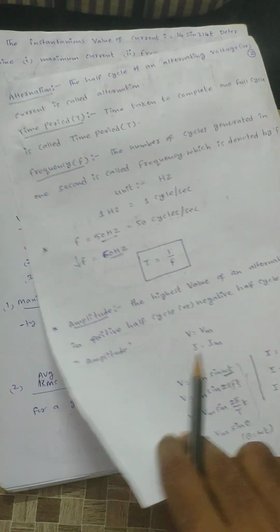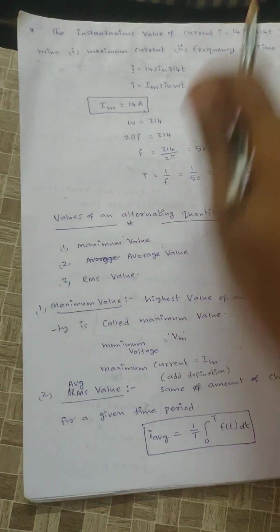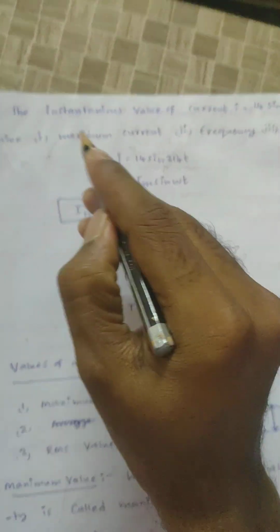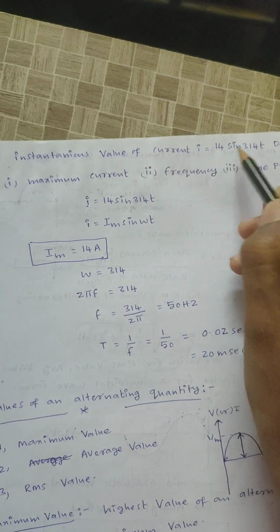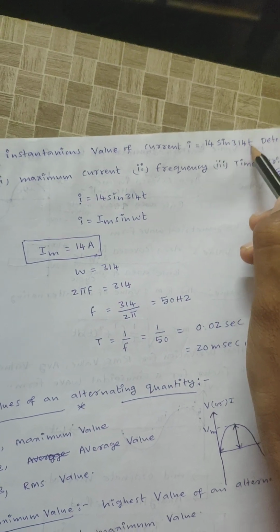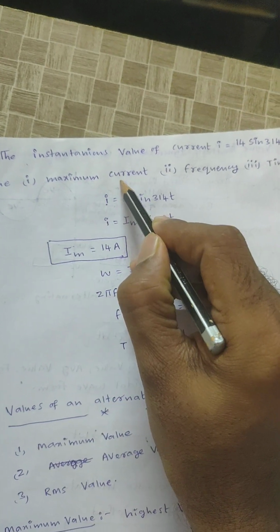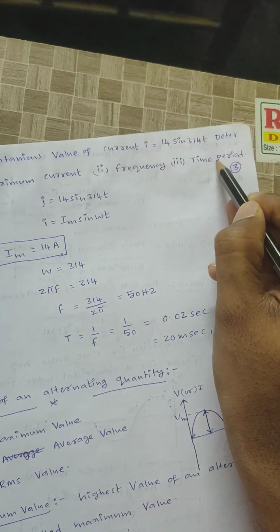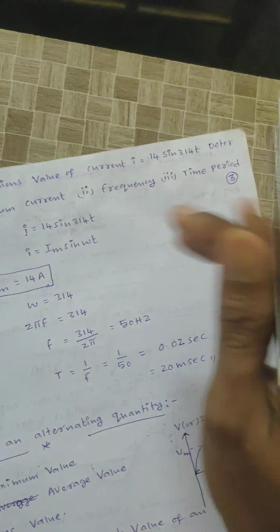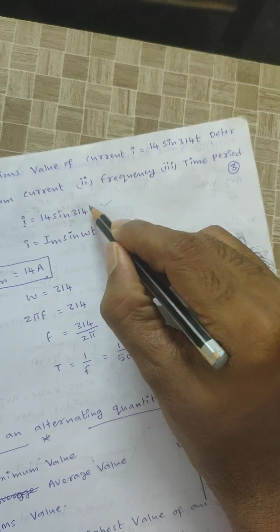Next, from these basics, we will solve one problem. The instantaneous value of current I is equal to 14 sin 314 t. Determine first bit maximum current, second bit frequency, third bit time period. Now see here, what is given, current value is given: I is equal to 14 sin 314 t.